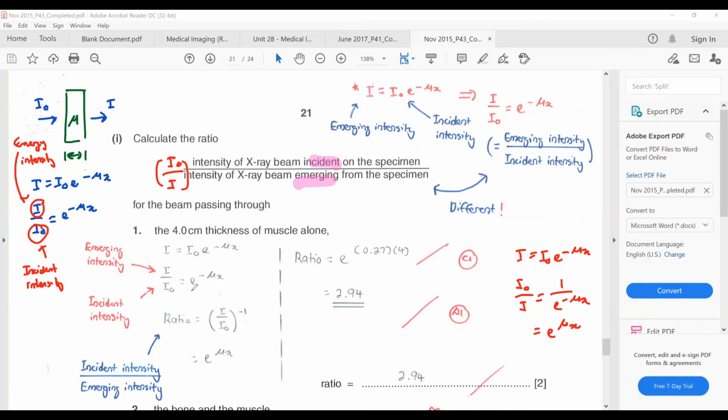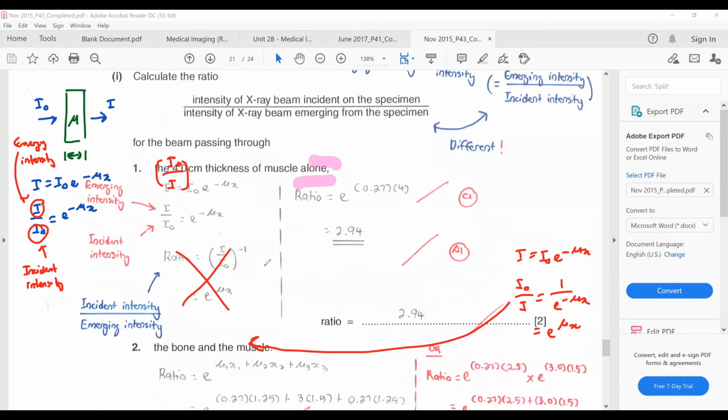So this one here is just to prove this. I think this one is more straightforward for you to see. Okay, this one I think you probably don't want to use. You probably should just use this instead here. So for the ratio you just sub in the values and you should be able to get the answer as 2.94. Okay, so that one is fine. Then you move on to the other one.